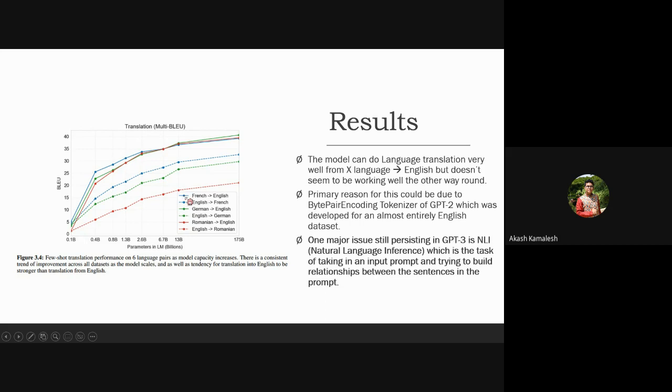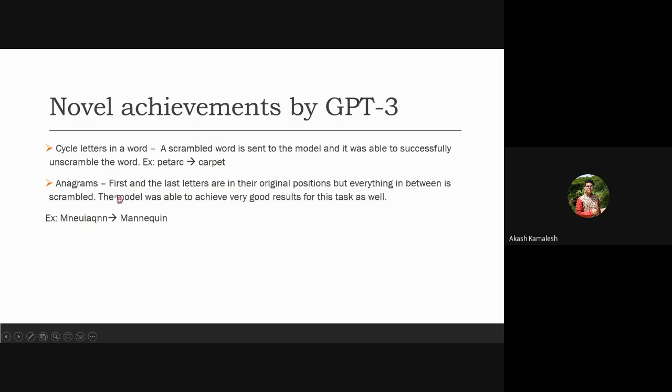If you see, French to English is being performed well over here, the dark blue line, but English to French is slightly lower. Same case for all the others, like Romanian, which is just very poorly done from English to Romanian. And this is the BLEU score. Coming to achievements, there is unscrambling: it's capable of generating the correct word from the scrambled word. An anagram is where the first and the last letters are in their original position, but everything else is swapped. So again, an example of scrambling.